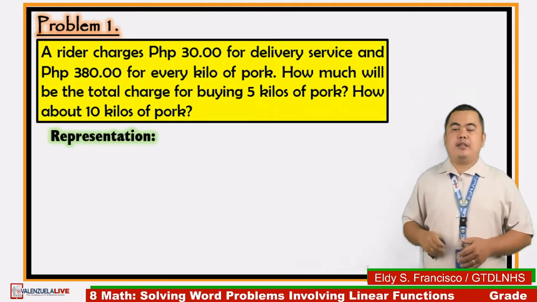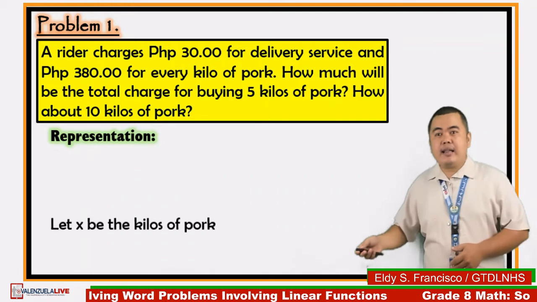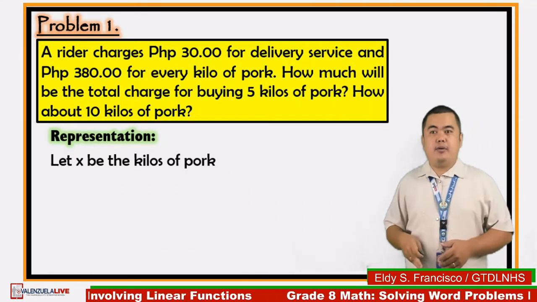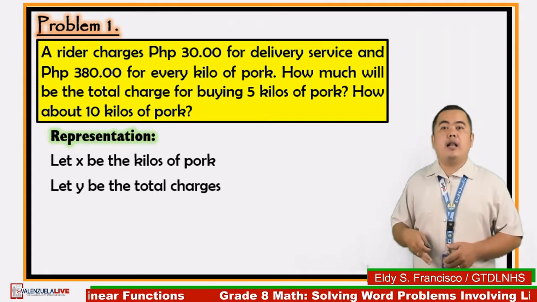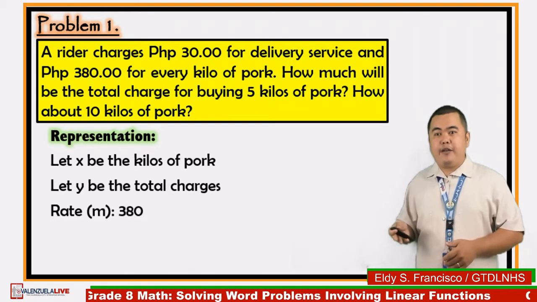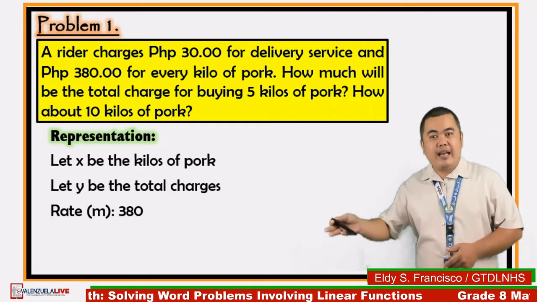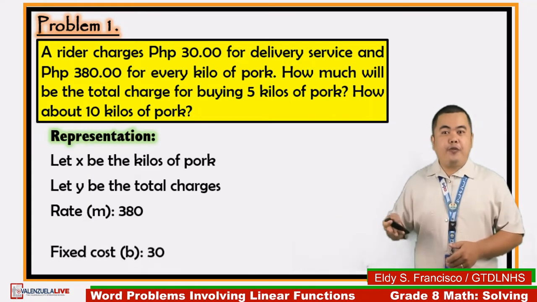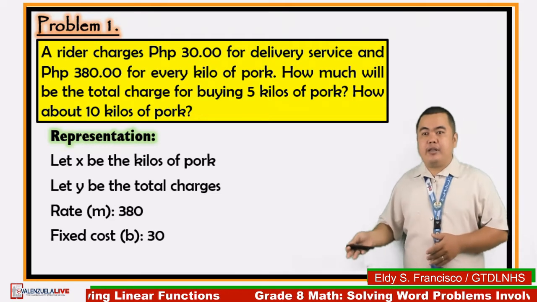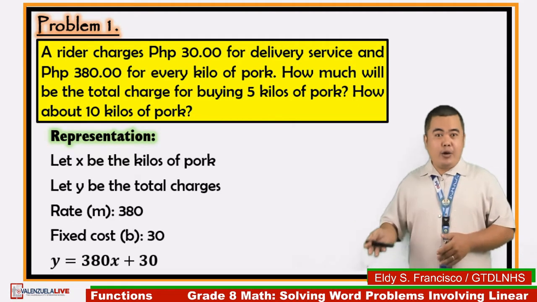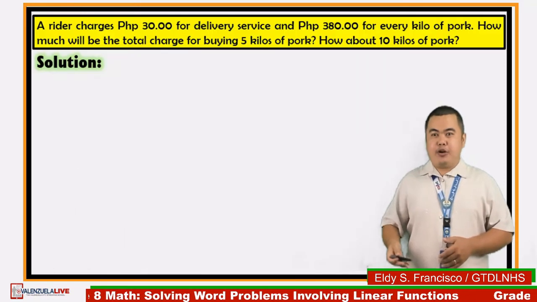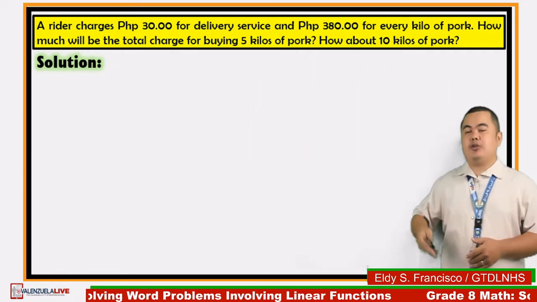First step, representation. Let X be the kilos of pork as the independent variable. And let Y be the total charges, which is our dependent variable. And we need to find the rate, which is, okay, good, 380. And our fixed rate or fixed cost is 30. Then we will come up with the equation Y equals 380x plus 30. After representation, we have now the solution.